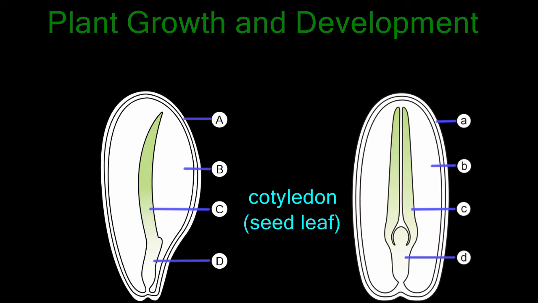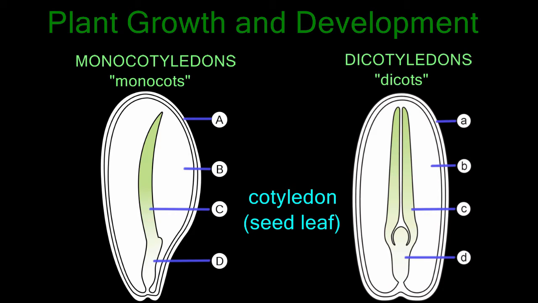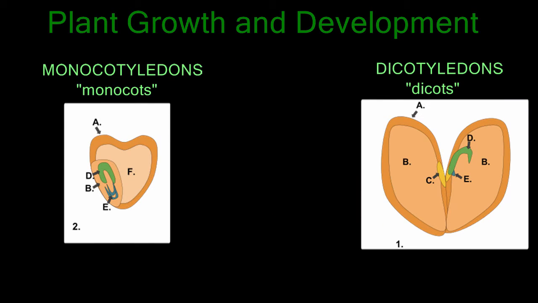Some plants have only one seed leaf and are called monocotyledons, mono meaning one. For short, they are known as monocots. Other plants have two seed leaves and are called dicotyledons, di meaning two. For short, they are called dicots. Let's take a closer look at the plant embryos in both monocots and dicots.